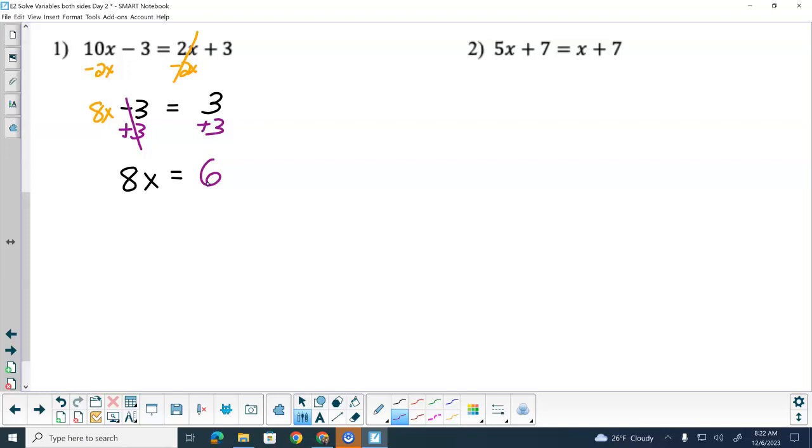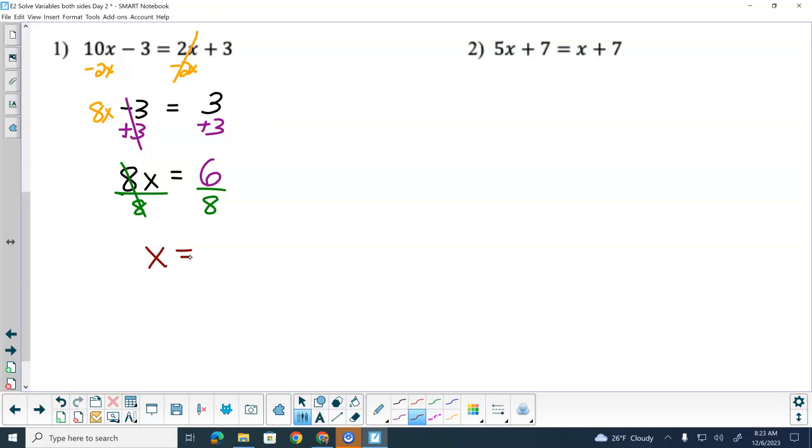Princeton, since he stole your question, you get a bonus question. What would be our next step? Divide both sides by 8, right? And so that's going to give me x equals 6/8. Do I like 6/8? Why not? You can divide both of them by 2.